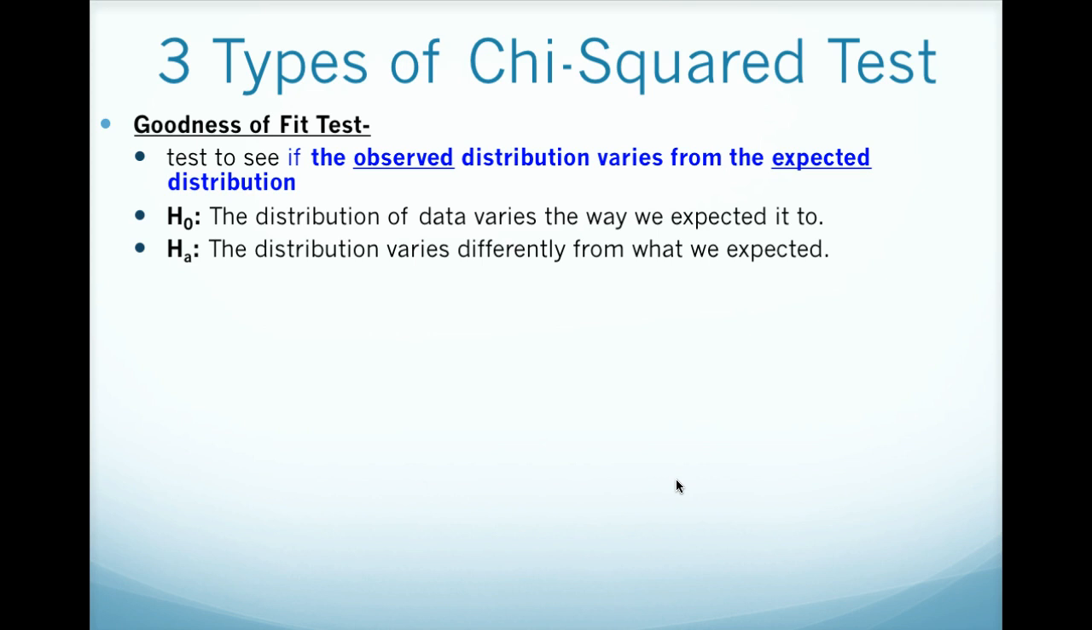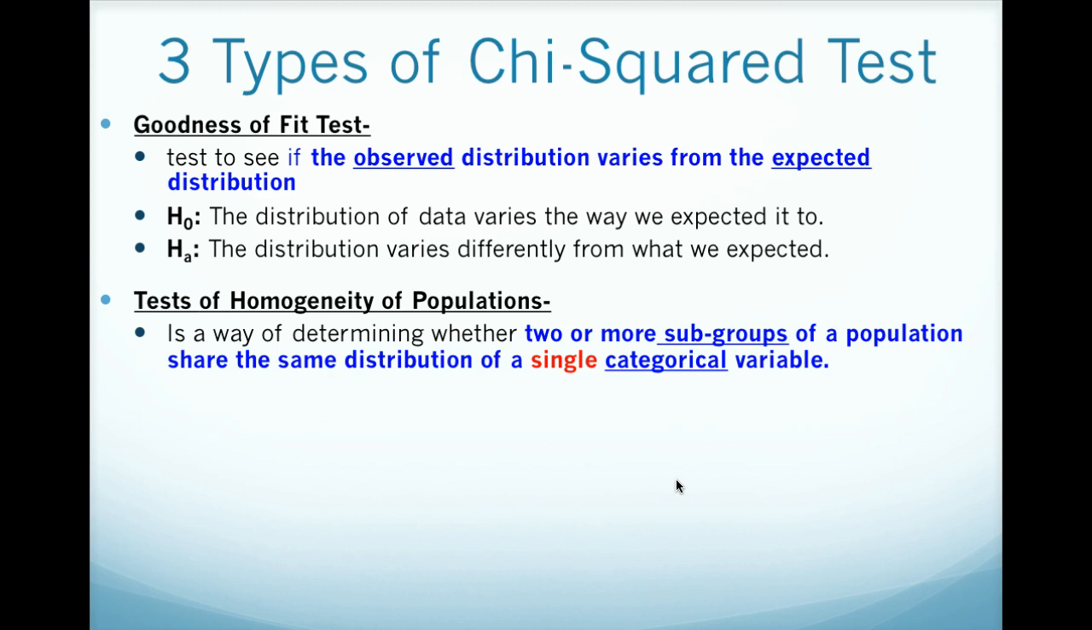Now, these hypotheses are going to need to be adapted to the context of the problem, so notice that these are stated very generally, but we will take a look at a couple examples to help with the context aspect of it. The second type of test, which we will discuss next, would be the test of homogeneity of populations, also known as the test of homogeneity. And its goal is to determine whether or not two or more subgroups of a population share the same distribution of a single categorical variable.